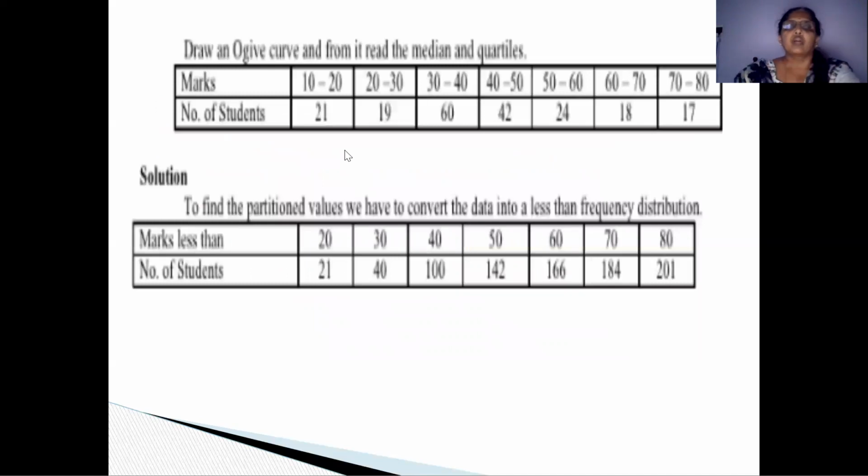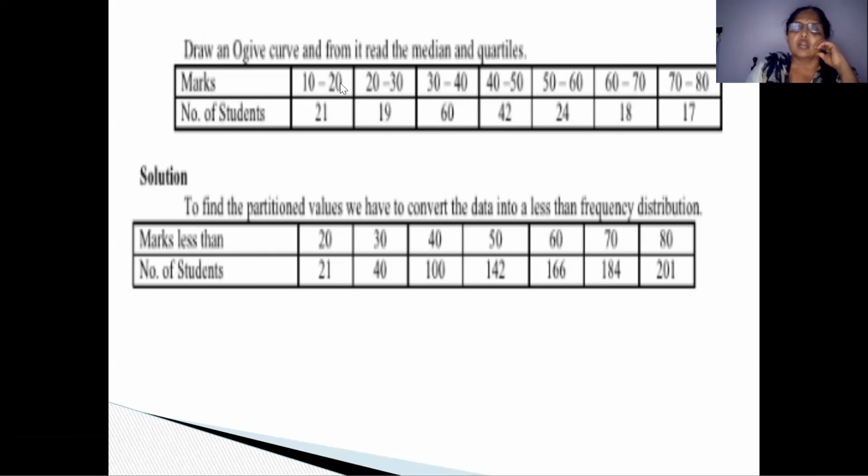Draw an Ogive curve and from it read out the median and quartiles. Quartiles are not necessary here, only the median we can work out. 10 to 20, 20 to 30, these are the class intervals. When the problem is given like this, it is in exclusive classes. First convert them into either less than or more than, any one. It is better to convert them into less than.